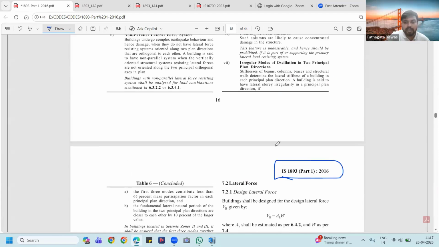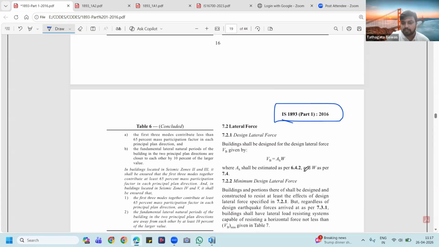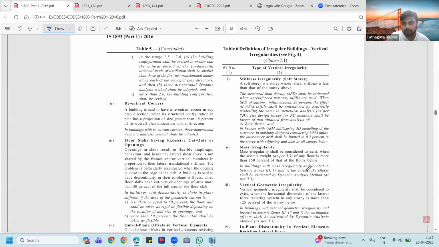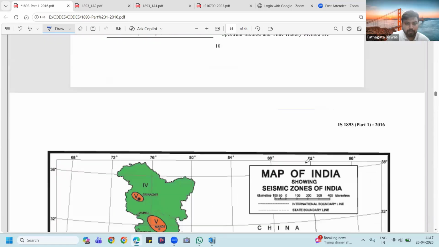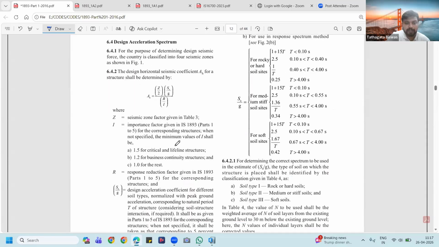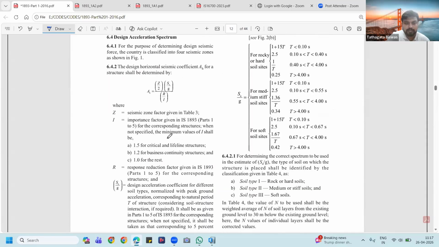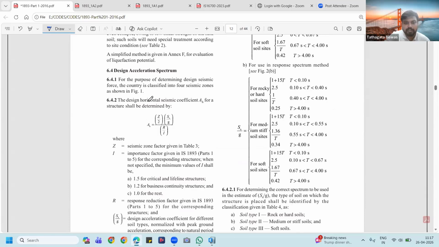Okay. Now coming to AH, which is estimated as per clause 6.4.2. Let's go to that. 6.4.2, right? What is 6.4.2? Yeah. So this is page number 9, right? This place is basically stating the value of AH, the design horizontal seismic coefficient. For a structure, it shall be determined as per this formula: Z by 2, Sa by g divided by R by I. Or if I say it the other way, Z by 2, Sa by g, I by R. So this is the formula for AH.